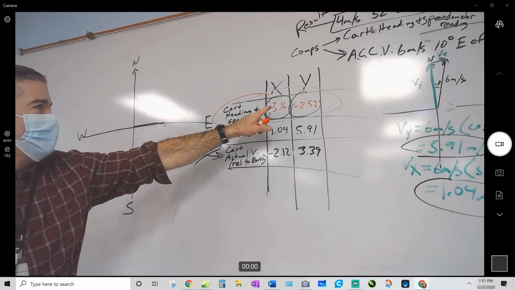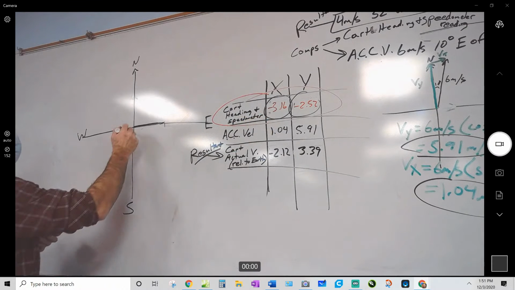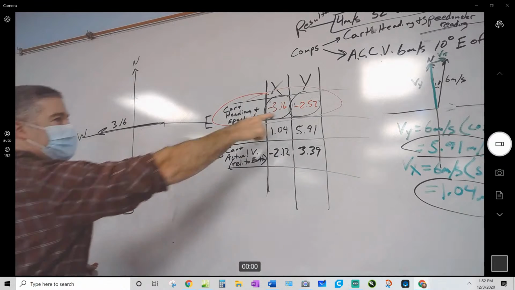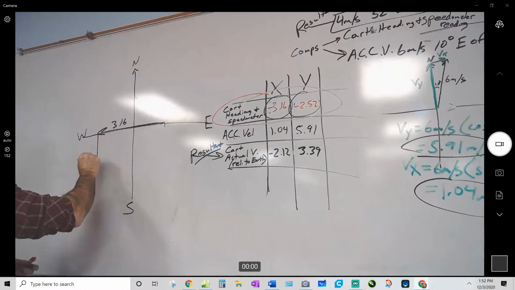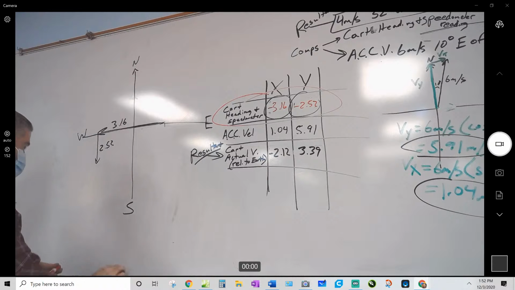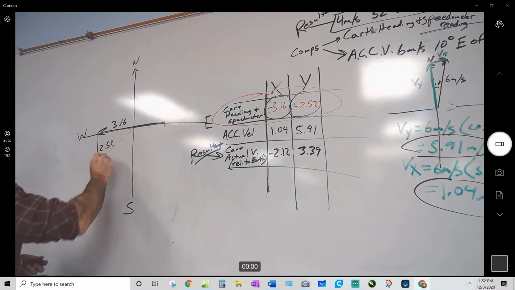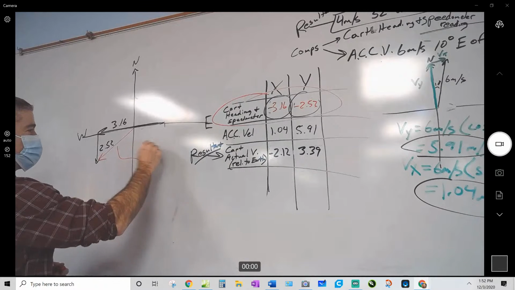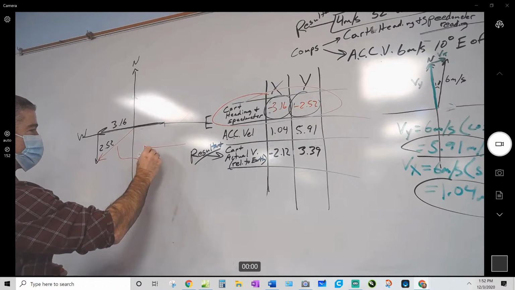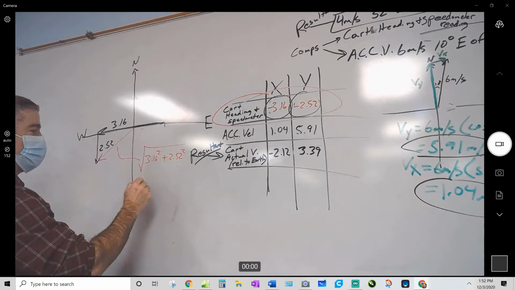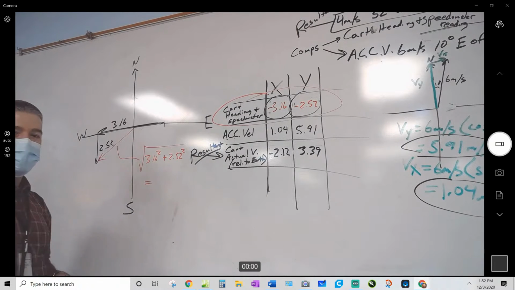So x is negative 3.16, so that should be 3.16 this way. And then y is negative 2.52. And then this is what we're looking for. So for the magnitude, that's just going to be the square root of 3.16 squared plus 2.52 squared. Can somebody do that one? I won't call on anybody, just somebody crank it out.